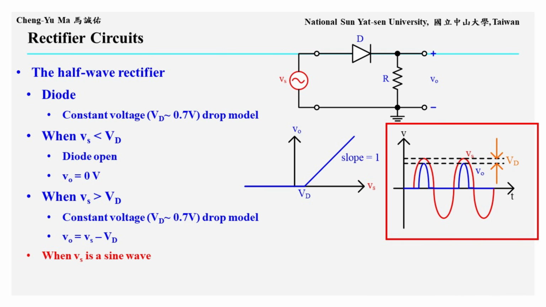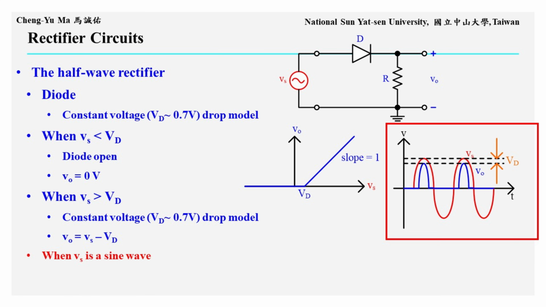Now suppose the input voltage Vs is an AC sine wave, as shown by the red curve. After passing through this circuit, whenever Vs is smaller than VD, the diode remains open, no current flows through R, and the output voltage is 0. When Vs is greater than VD, VO equals Vs minus VD, so the output waveform looks like the input waveform shifted downward by VD, as shown by the blue curve. Because the diode conducts only during the positive part of the input cycle, where Vs exceeds VD, the output appears for only about half of the signal period. That is why this circuit is called a half-wave rectifier.